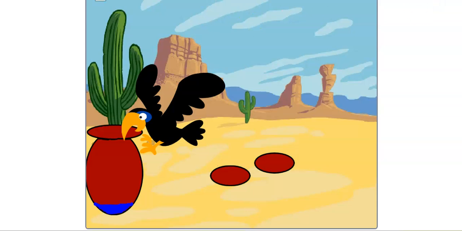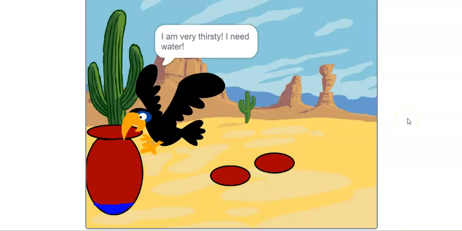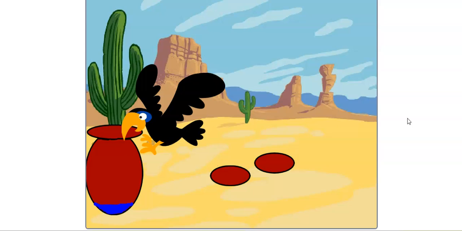So when I click the green flag, here, I am very thirsty. I need water. Water is below. Yay, I got an idea.